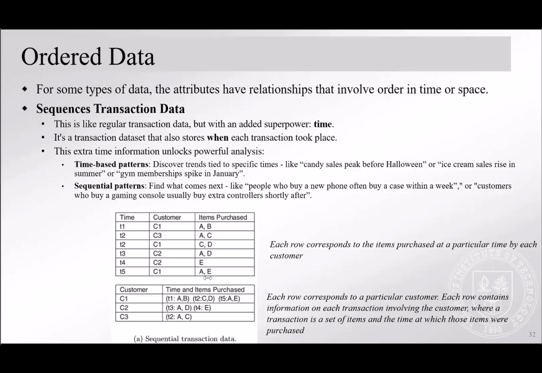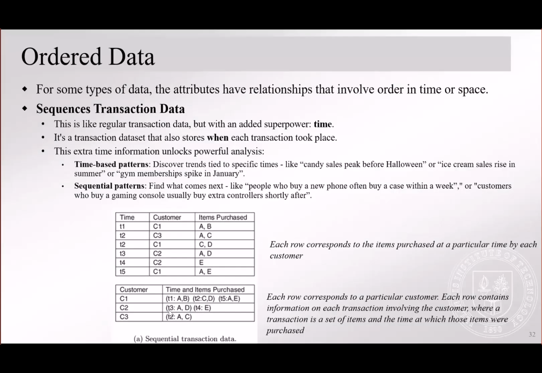So this structure actually is useful for time-based patterns, right? Because it can tell exactly, for example, the trend tied to a specific time. If you give me whatever time we're looking for, T3, for example, I can tell you exactly what the trend is at that time. For example, T2, I can find all the customers that bought at T2 and what they bought at this time. So you can discover the trend tied to that time.